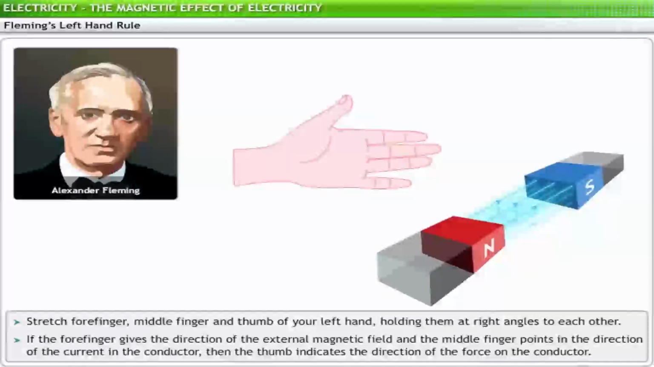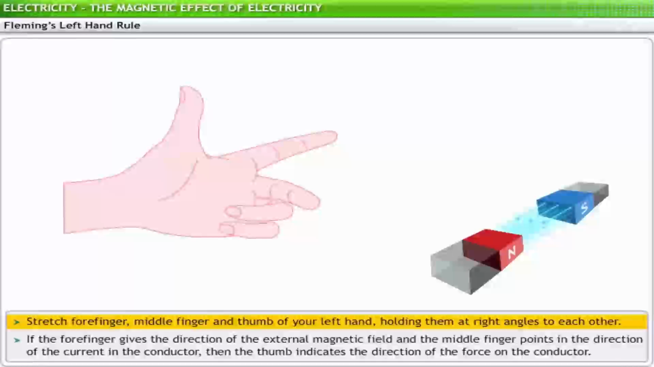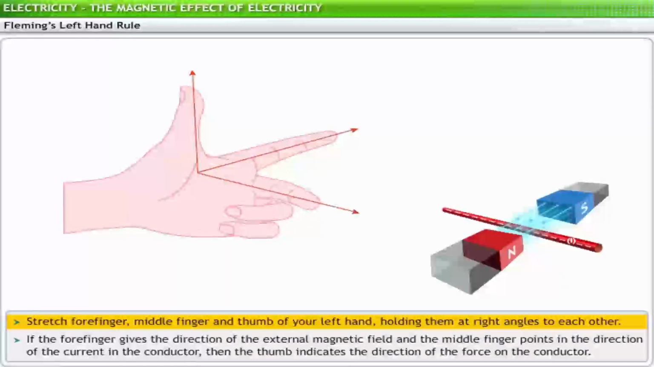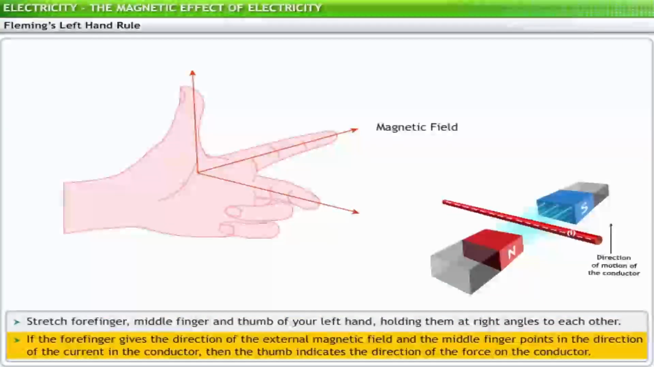left-hand rule. To understand this rule, stretch the forefinger, middle finger and the thumb of your left hand, holding them at right angles to each other. If the forefinger gives the direction of the external magnetic field and the middle finger points in the direction of the current in the conductor, then the thumb gives the direction of the force on the conductor.